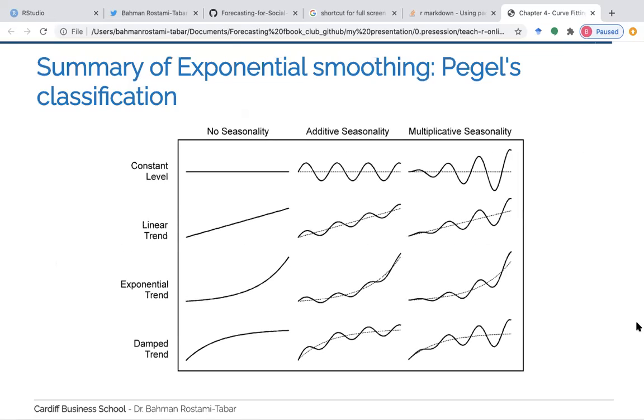Well, just to have a summary of the exponential smoothing models, there is a classification by Pegels, so you can look at this. Here there is a level and trend, and here you have seasonality. If there is no trend and no seasonality, and you have only the level, that's what you get. Then you have a linear trend with no seasonality, an exponential trend, a damped trend, and then additive or multiplicative seasonality with each of these: no trend, linear trend, exponential trend, and damped trend. Well, there are more classes as well. This gives us an idea of different types of exponential smoothing methods.